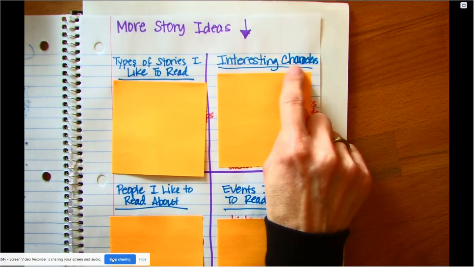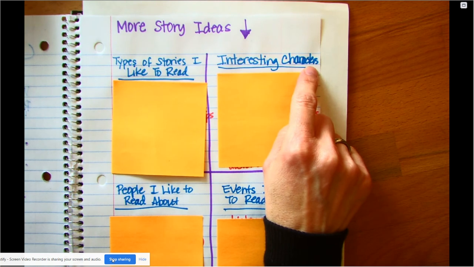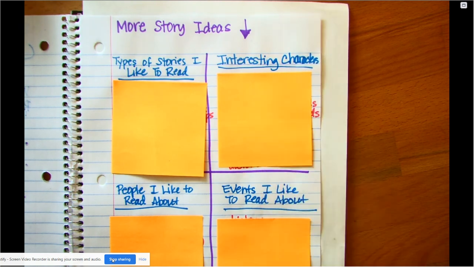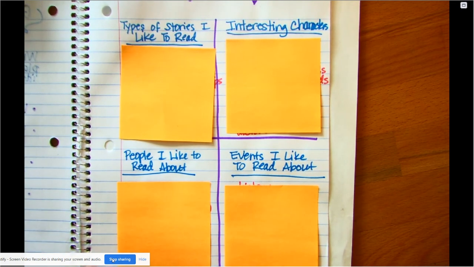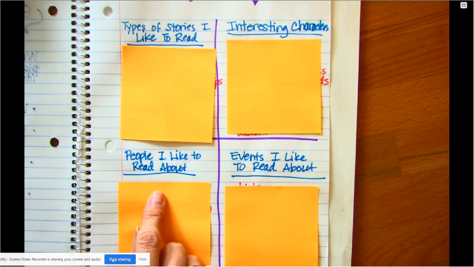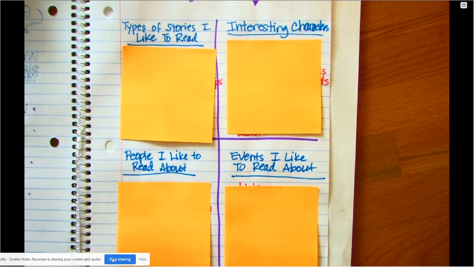You can see I almost ran out of space there. I had to squeeze that word in. So interesting characters, people that you're drawn to in stories, right? Funny people, people just like you, people that have the same interests as you, right? Maybe some people that you like to read about. So real life people that could be an inspiration for you to have in your story. And then maybe events that you like to read about, different types of things. And I'll show you with my list.